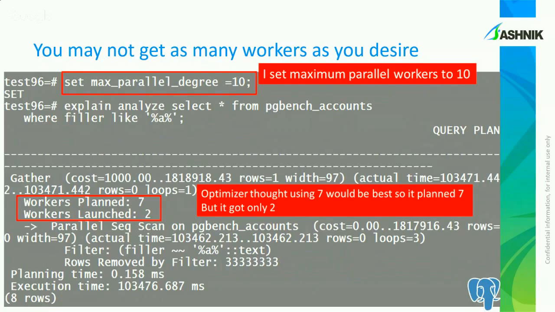Now you can see that over here, the query cost is lower, the execution time is a little higher, because I was also running another query in another window. And that is why there was a contention for resources, and that is why this particular execution could not get the number of workers it had planned to use.